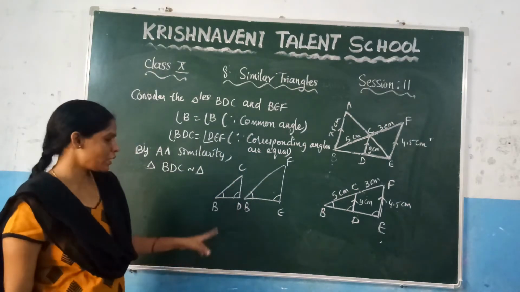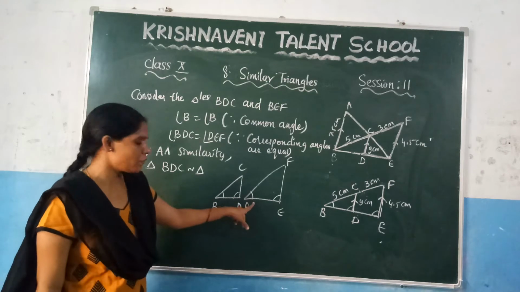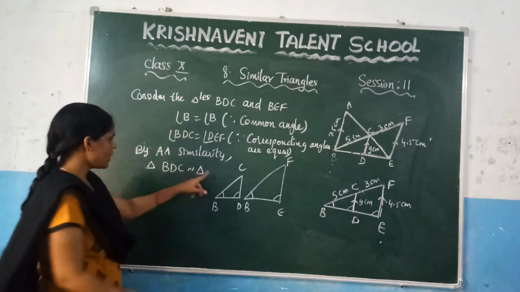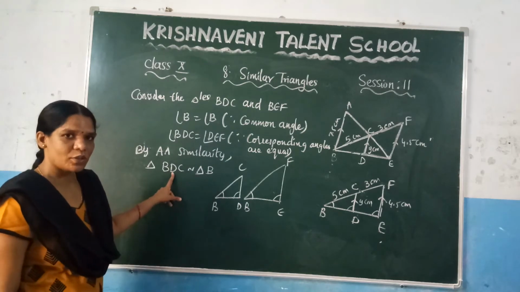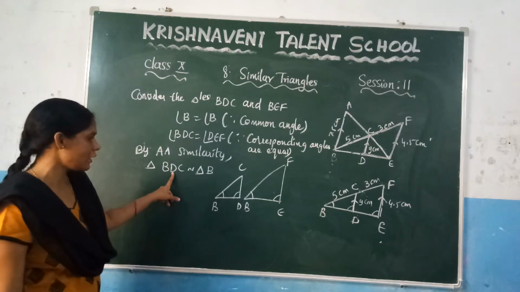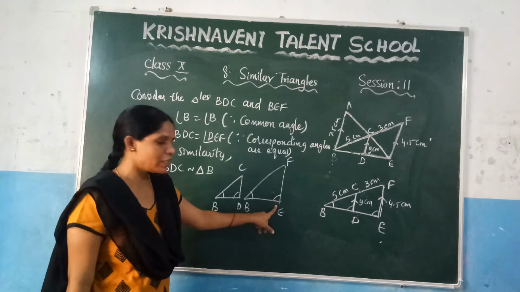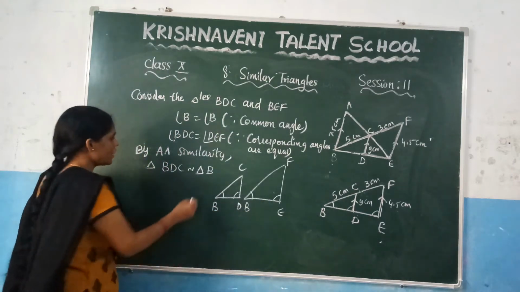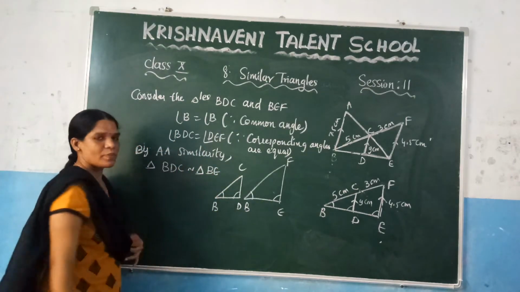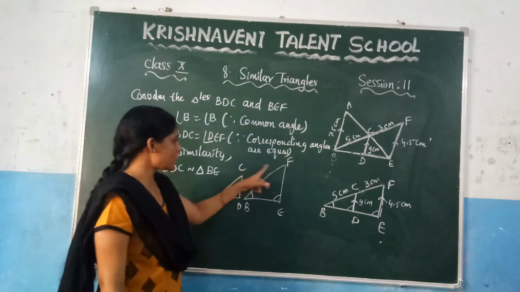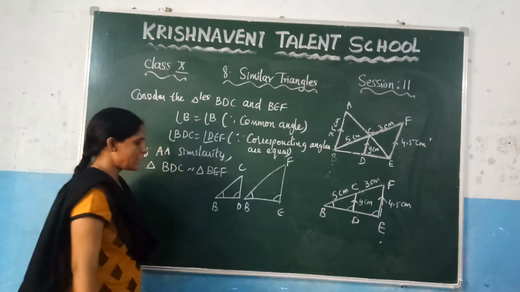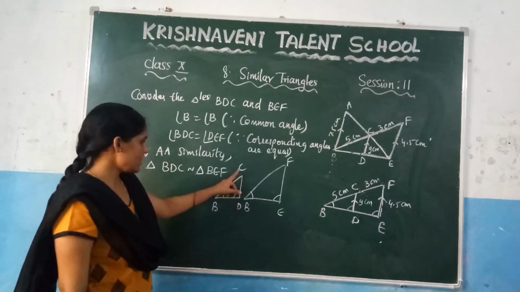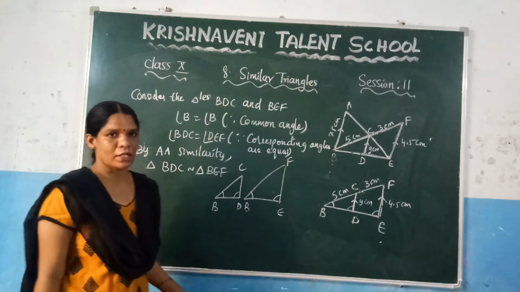I have written the triangle BDC. Now you need to check here. You know that angle B is equal to angle B, so in place of B, you need to write B. What is angle D equal to in the other triangle? Angle D is equal to angle E, right? So in place of D, you can write E. Now what is left out? You know that angle C is equal to angle F, so in place of that you can write BEF. That means triangle BDC is similar to triangle BEF.